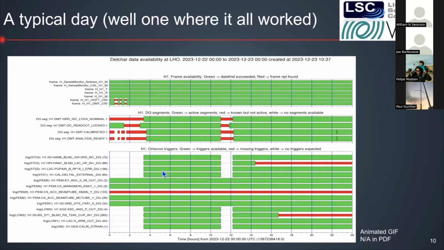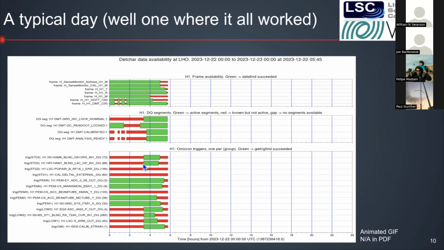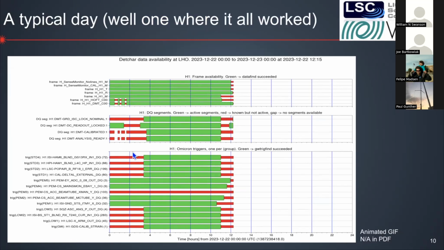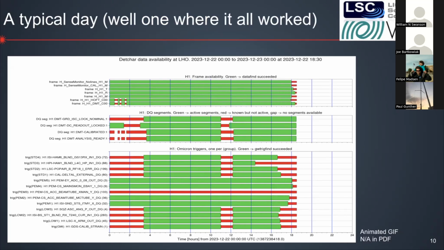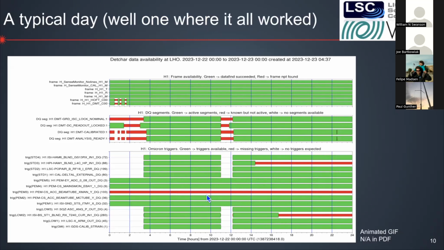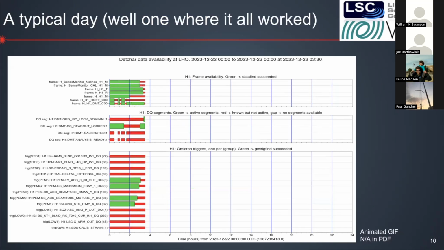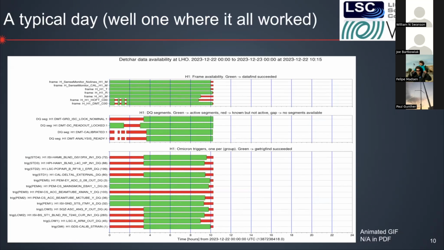And at the bottom are our individual trigger groups. As you see, we have problems here. In this case, red means we should have triggers, but we don't. Green means we should have triggers and we do. And white means either data or detector state is not there. So during the day, we have lots of red, and I'm not sure exactly what the problem was. But then the filler job runs and fills in all of those gaps, and it becomes green. I didn't have to look too hard to find one where at the end of it, it all turns green. But that doesn't happen every day.